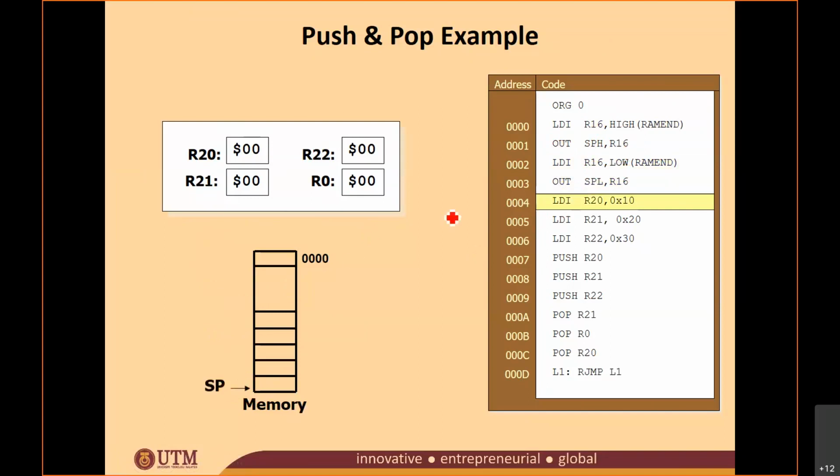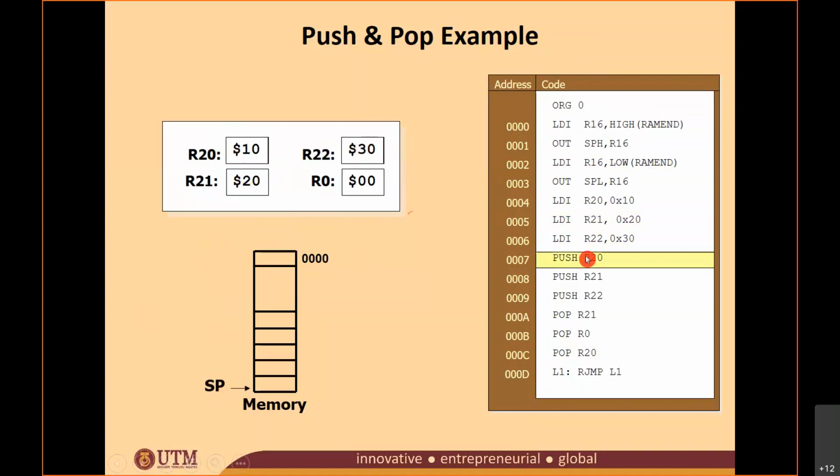And then, okay, after that, what are you going to do? Okay, so now you're going to load R20 with 10. Okay, so masukkan 10 dalam R20. R20 ada 10. Load R21 with 20. 20 sekarang ada dalam R21. And load R22 with 30. Okay, so R22 ada 30.